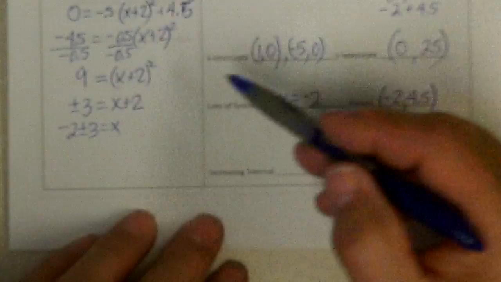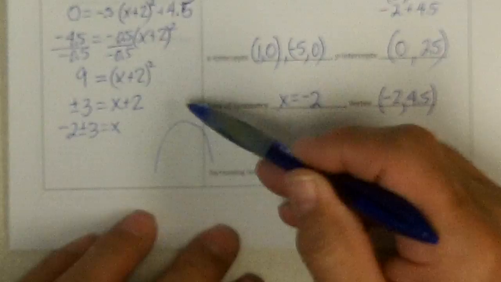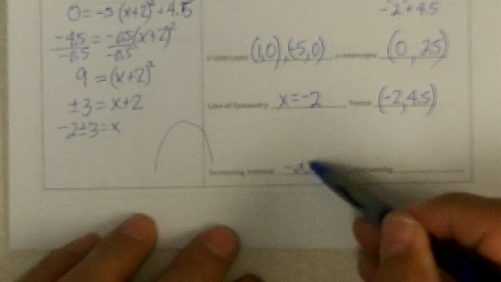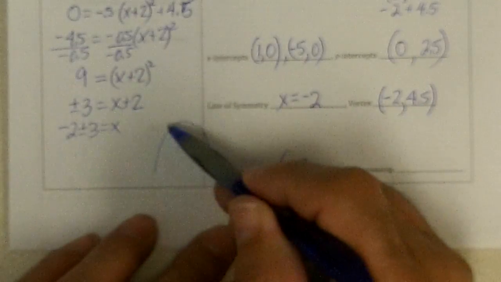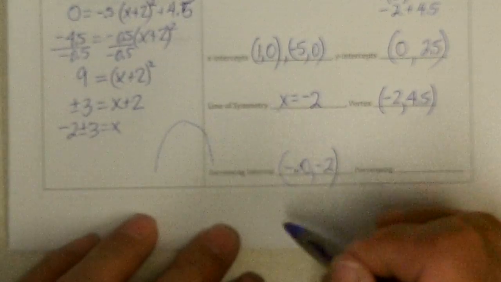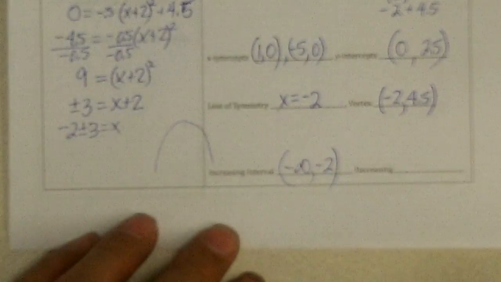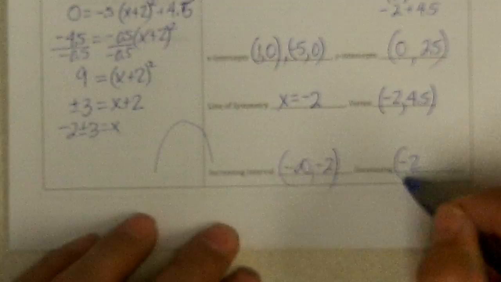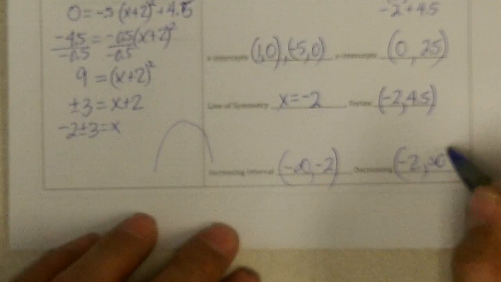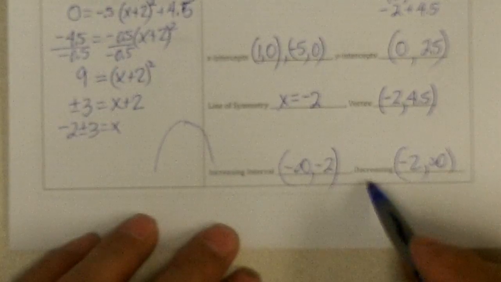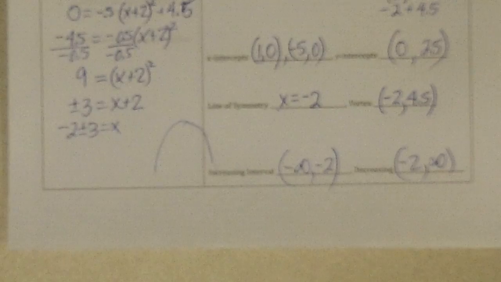This is an upside down parabola. So it's increasing from negative infinity all the way up to the vertex, which has an x coordinate of negative 2. And you always do these thinking about the x. And from x equal negative 2 to infinity, this function is decreasing. And that's page 1.